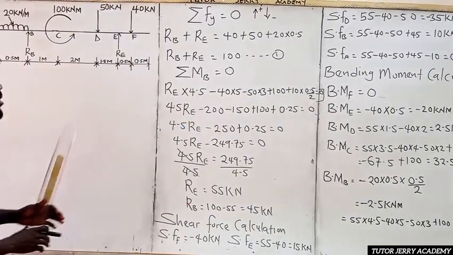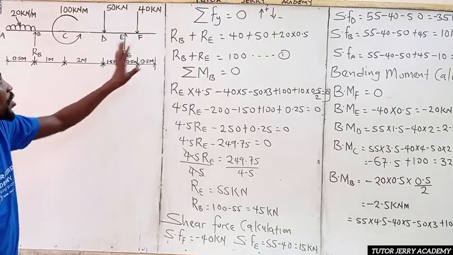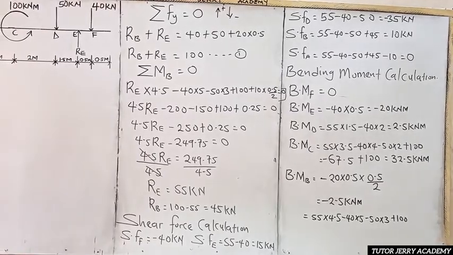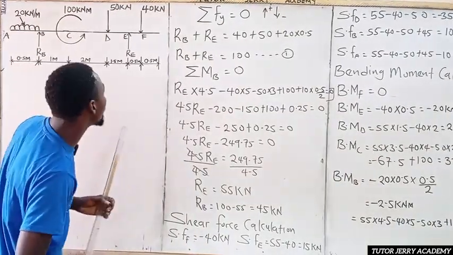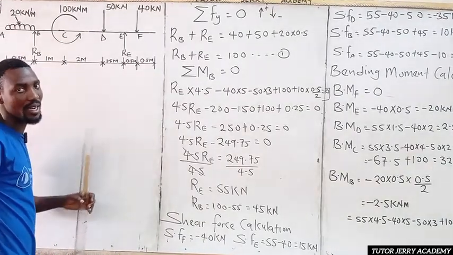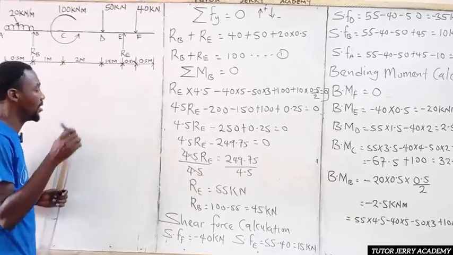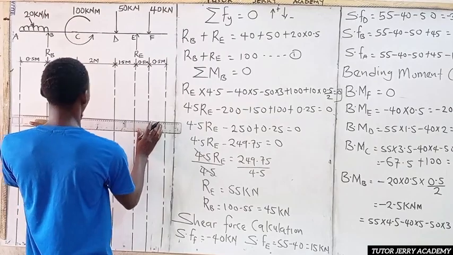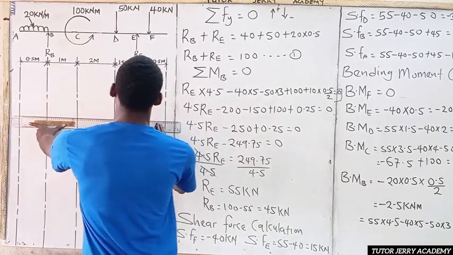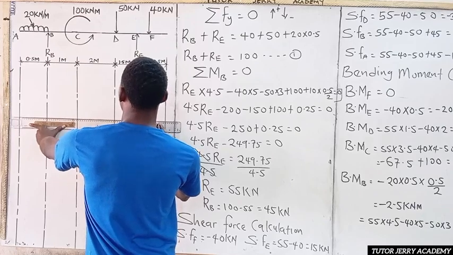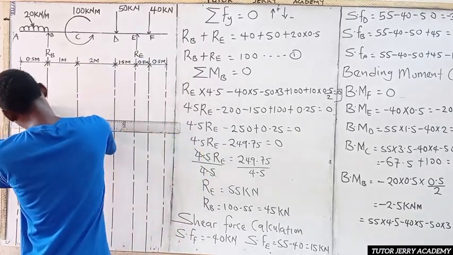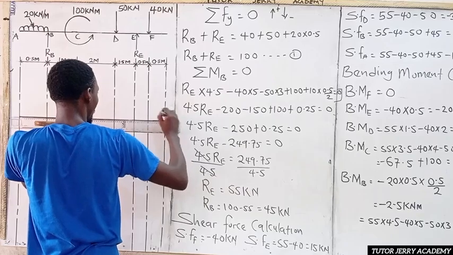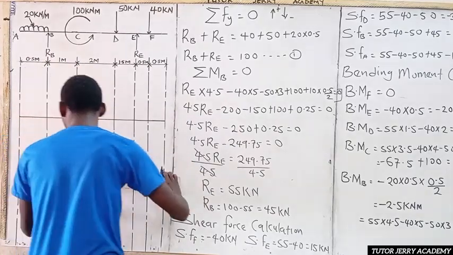All right. So now we are done with all the shear force and bending moment calculations. The next thing is to draw the diagram. For us to draw the diagram, we need to trace all the lines downward. We now need to draw the reference line for our shear force, and the reference line for our bending moment.